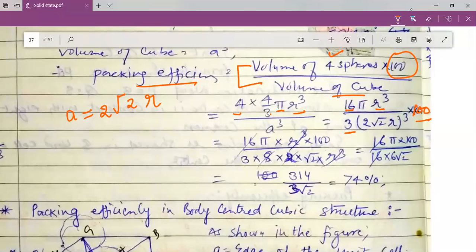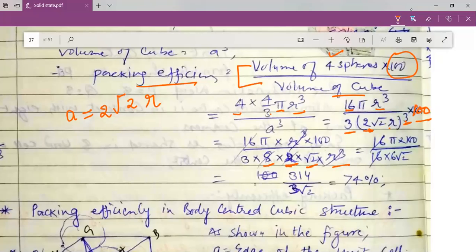Now, my dear students, by opening this bracket, we will have 16, then pi, then r cube, this 100 we have written over here, then 3, then 2 cube is 8, then root 2 cube, that means root 2 into root 2 into root 2. Root 2 into root 2 is 2, and again root 2, and again this r cube is r cube. So this r cube and r cube gives us 1.